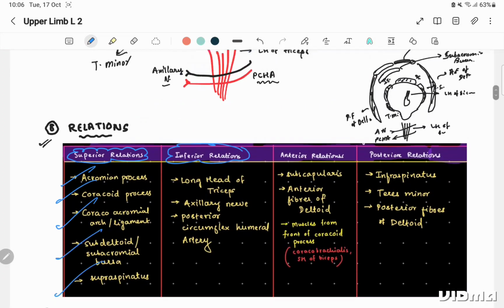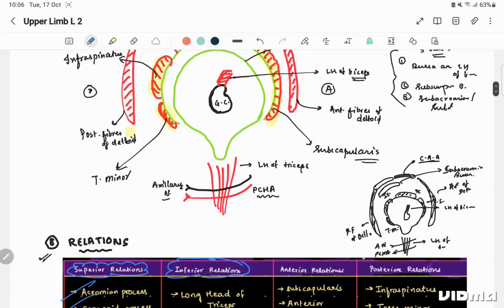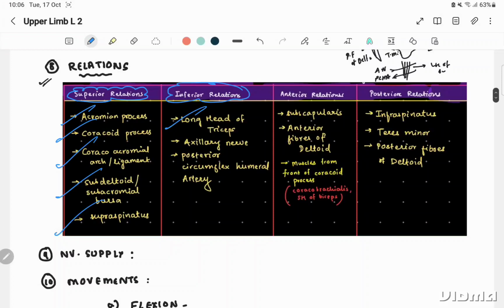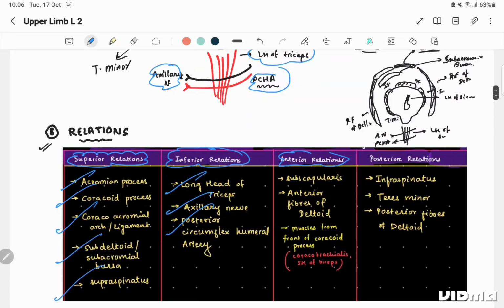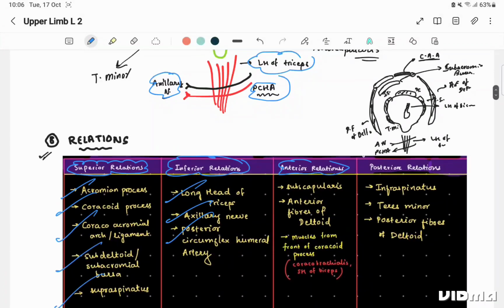Then we have the inferior relations. Let's see what is lying inferiorly. So the inferior relations are the long head of triceps, axillary nerve, and posterior circumflex humeral artery. Long head of triceps, axillary nerve, and PCHA. Then we have the anterior relations. In the anterior relations, what do we have? We have the subscapularis, anterior fibers, and muscles from the coracoid process.